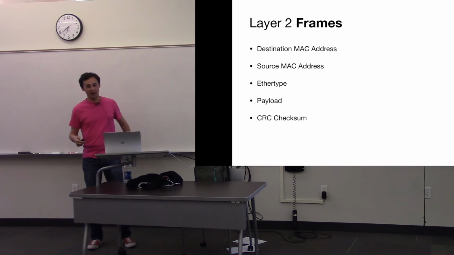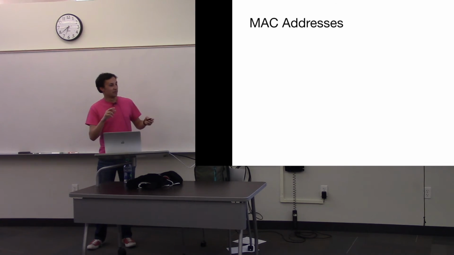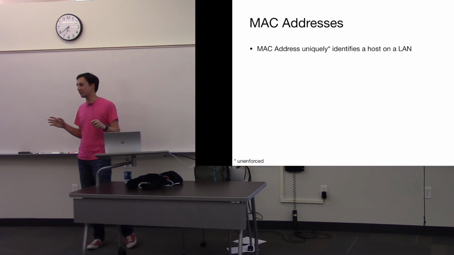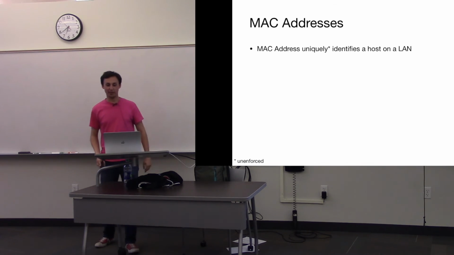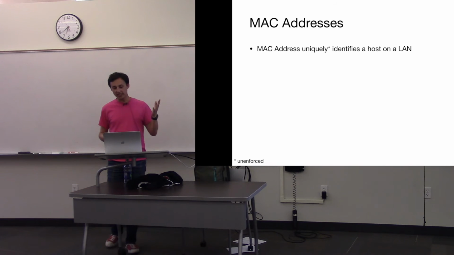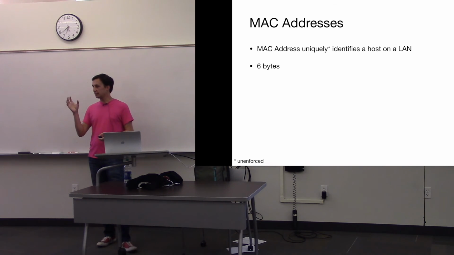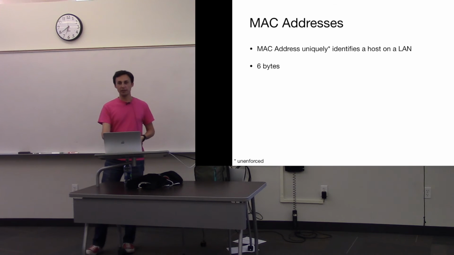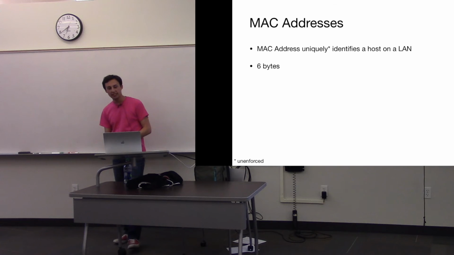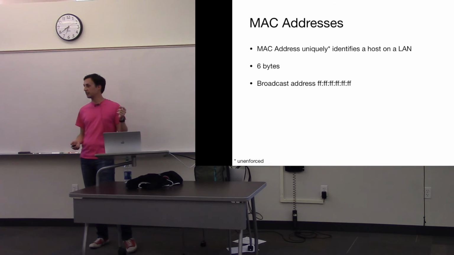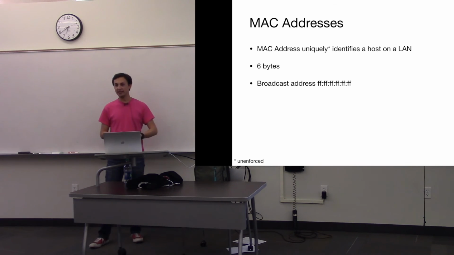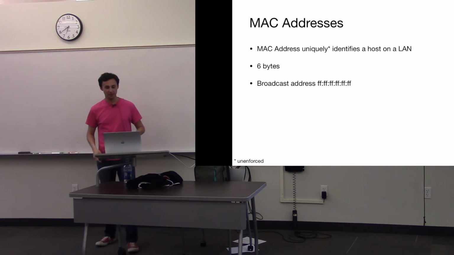So, MAC address. What's a MAC address? It uniquely identifies a host on a local area network. The fact that it's not necessarily unique doesn't really matter here. We just assume it's unique for all intents and purposes. And it's a 6-byte value that is associated with your computer. You're probably familiar with it if you've looked at the settings for your network on your computer. You have some MAC address. And then there's a couple special ones. The most important is a broadcast address, which in this case is all ones. And broadcast just means it gets sent everywhere on the Ethernet network.